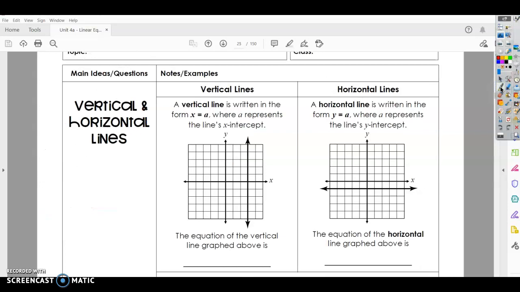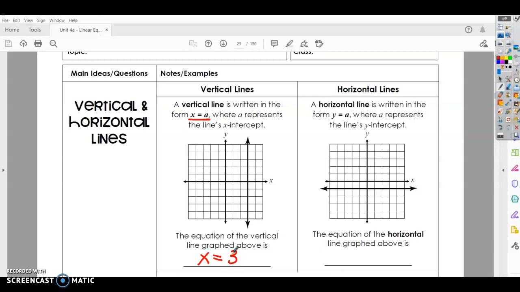All right, a couple special graphs, vertical and horizontal lines. So if we're graphing a vertical or a horizontal line, here's a couple things to remember. When you have a vertical line, it's written in the form x equals a, where a represents the line's x-intercept. So you see here it goes 1, 2, 3. The x-intercept is positive 3. So the equation of this graph would be x equals 3. There's no y in this equation here.